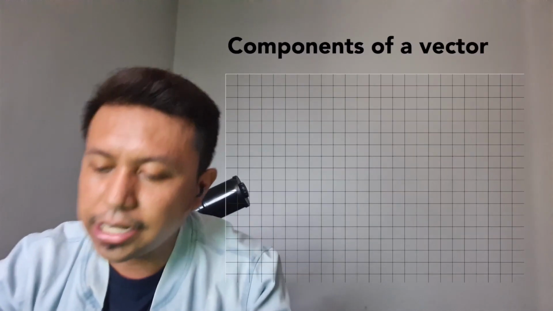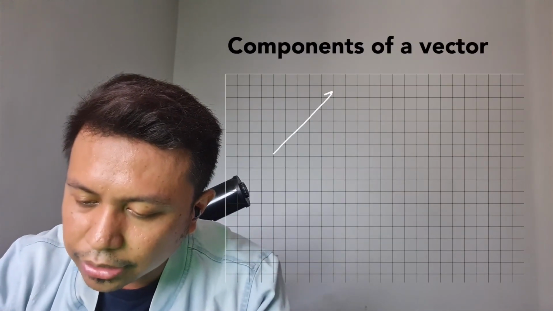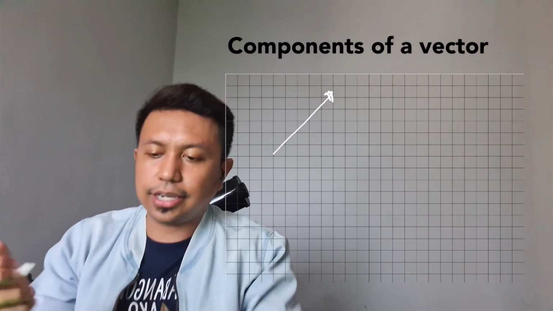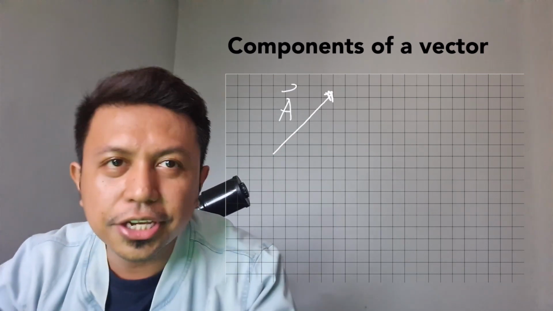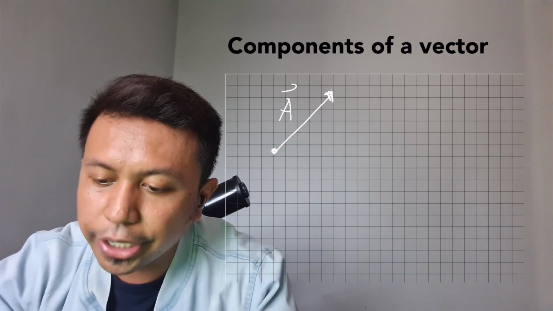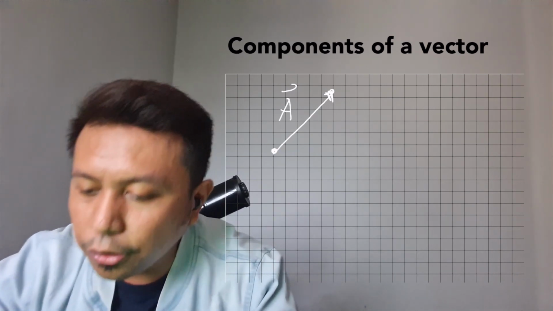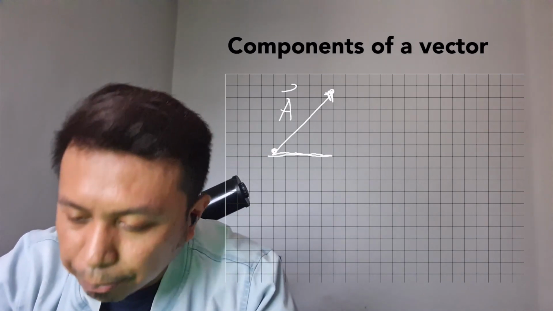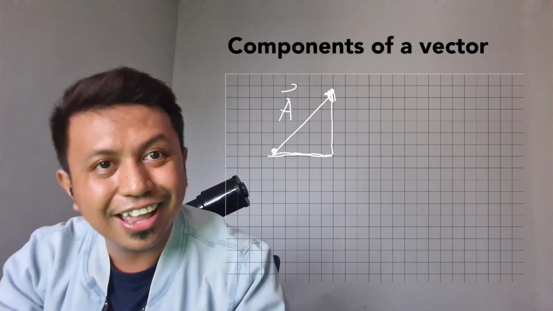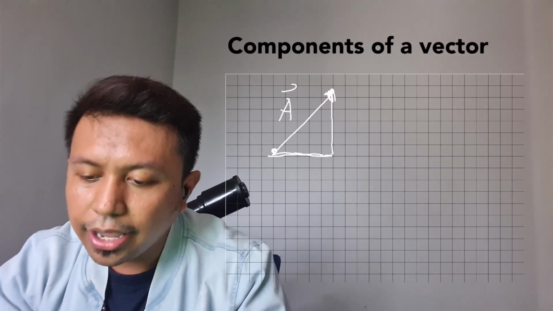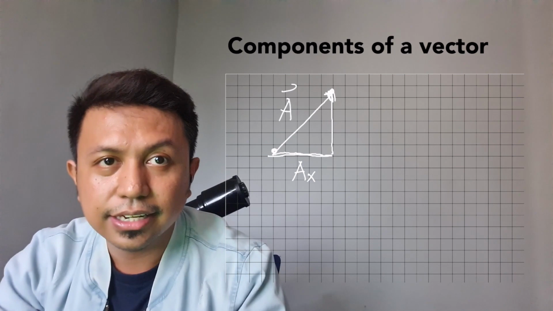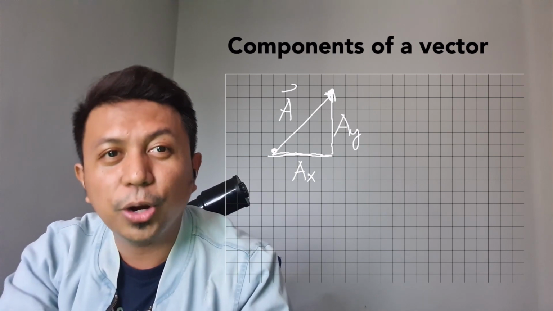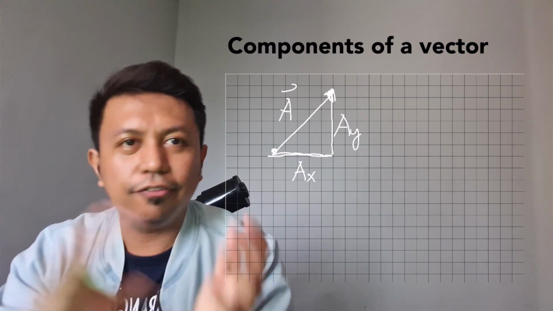If you have a vector, let's say vector A, and it goes in this direction, vector A may have two components. How do you get from this point to this point? You move to the left or to the right, and then you move up. So now this is your A sub x, or the x component of the vector, and this is your A sub y, or the y component of your vector. So that's your vector components.